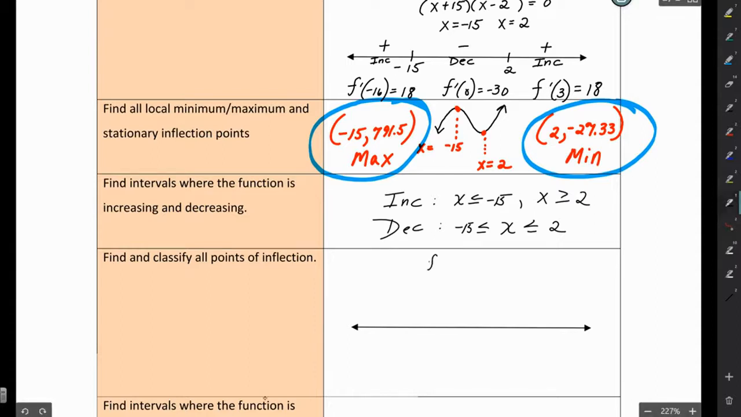We're going to take the second derivative now to take note of any additional inflection points we would find. So at this point, we would possibly be able to identify non-stationary inflection points. The second derivative is going to be 2x plus 13. We set that equal to 0. So we're going to get x equals negative 13 halves.